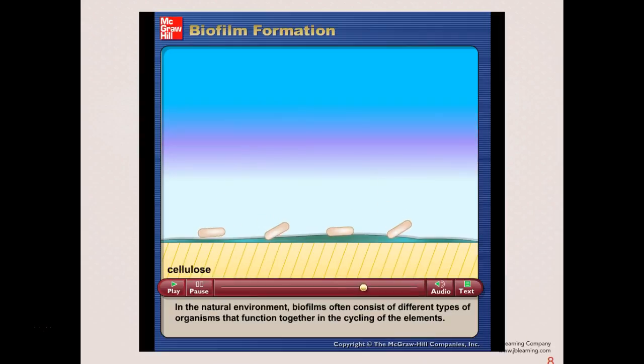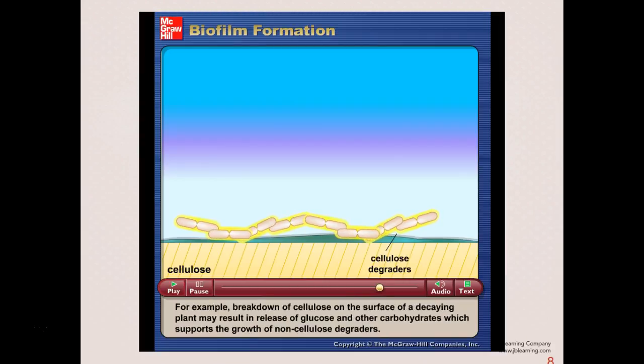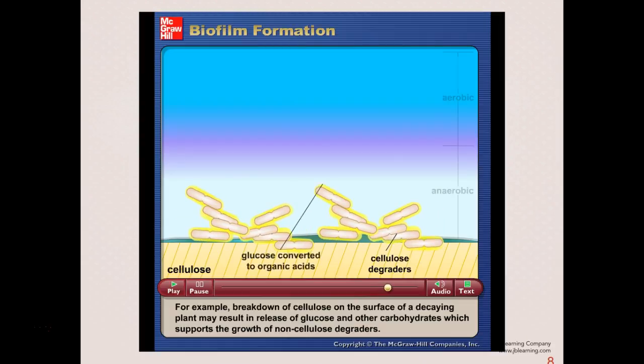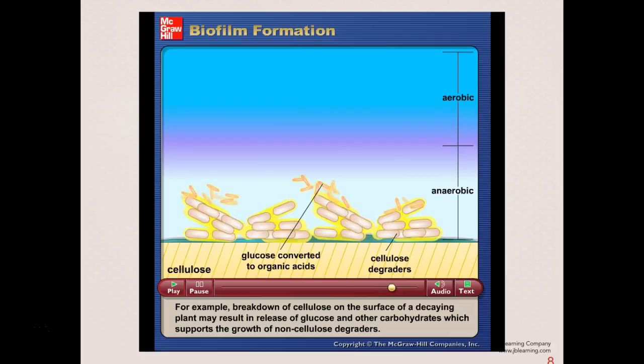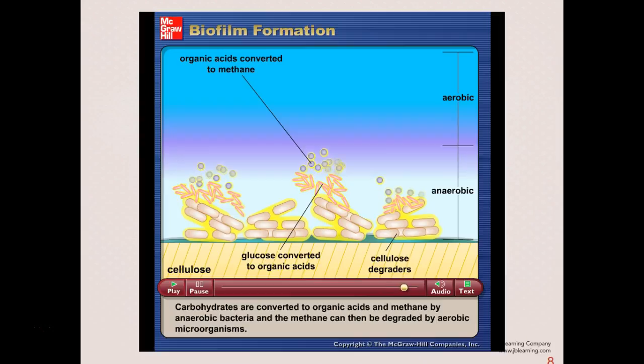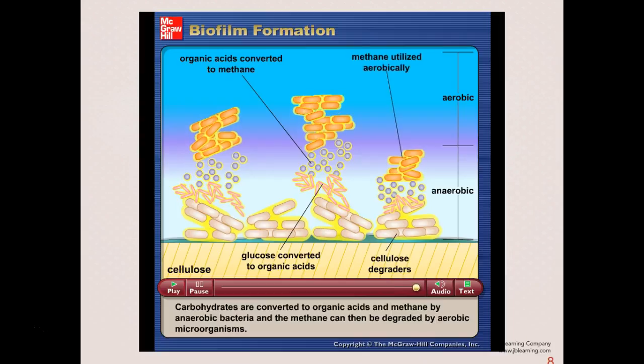In the natural environment, biofilms often consist of different types of organisms that function together in the cycling of the elements. For example, breakdown of cellulose on the surface of a decaying plant may result in release of glucose and other carbohydrates, which supports the growth of non-cellulose degraders. Carbohydrates are converted to organic acids and methane by anaerobic bacteria, and the methane can then be degraded by aerobic microorganisms.